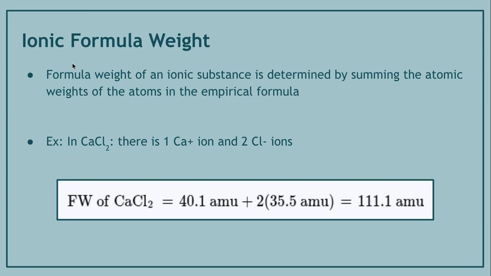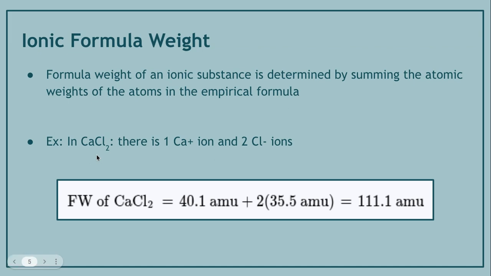And then the last variation of formula weight is going to be ionic formula weight, which is obviously the formula weight of an ionic substance, and you determine it in the same way. So you're looking at the types of atoms and the atomic weights of atoms in the empirical formula. And then just a more specific breakdown for when you're supposed to use the ionic formula weight as opposed to molecular or just general formula weight.